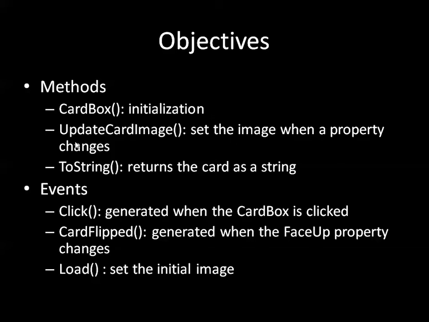We've already dealt with the update card image method that we use whenever one of the properties changes. It resets what the image is. So that one's pretty much done for us. And then also in our plan was to override the toString method for the control. So we'll do that as well.